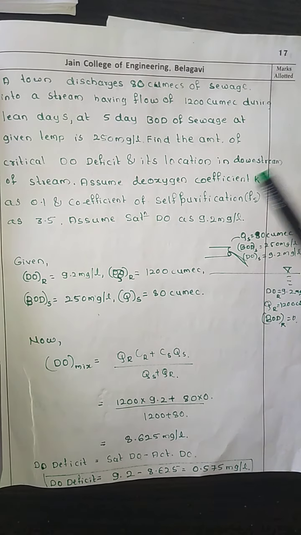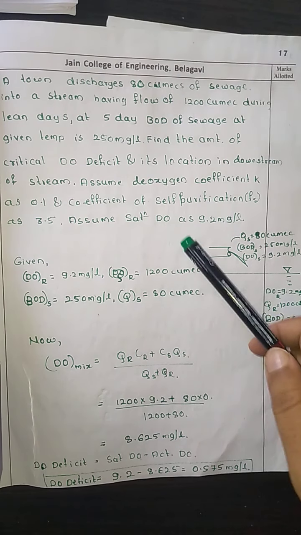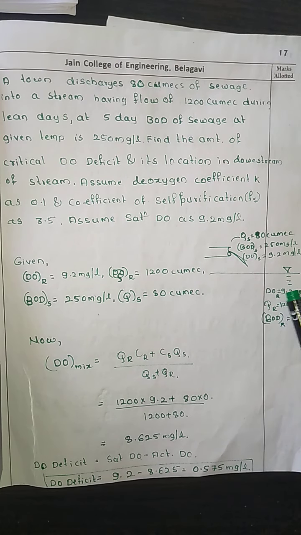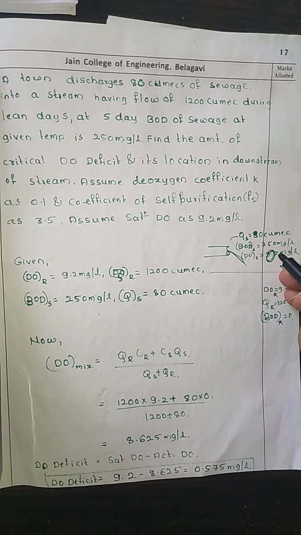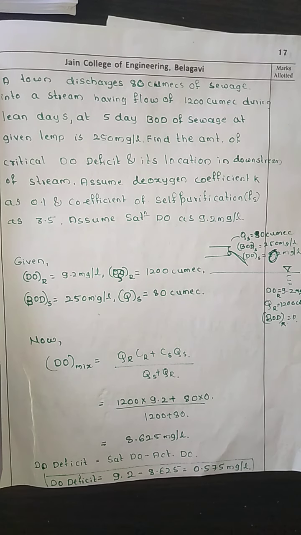Find the amount of the DO deficit and its location. Assume saturation DO is 9.2 for a river. Then for the sewage, how much should it be? It will be 0. For the sewage, if they have not given it, it will be considered as 0.